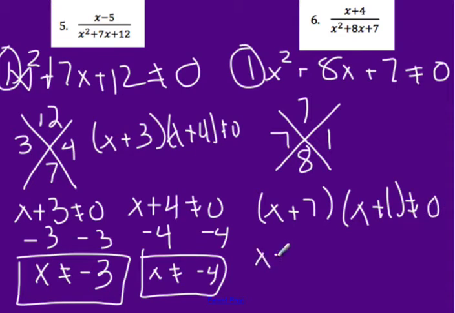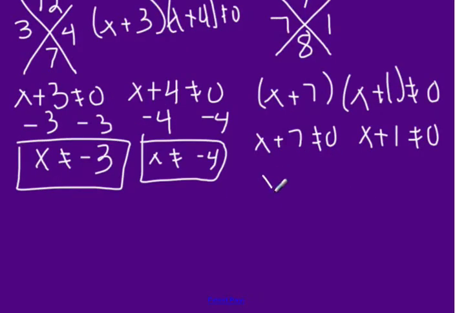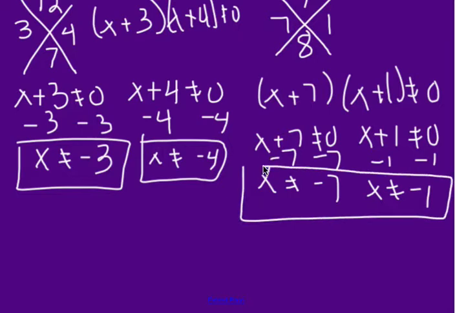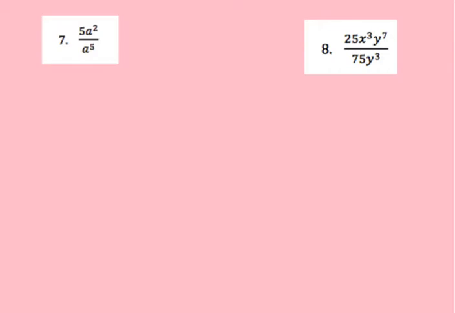So then x plus 7 is not equal to 0, and x plus 1 is not equal to 0. So then what we're going to do is we're going to say, okay, we're going to subtract 7 from both sides, and we get that x is not equal to negative 7. Here, subtract 1 from both sides, and we get that x is not equal to negative 1. So those are our final answers for number 6. Now, let's take a look at number 7.